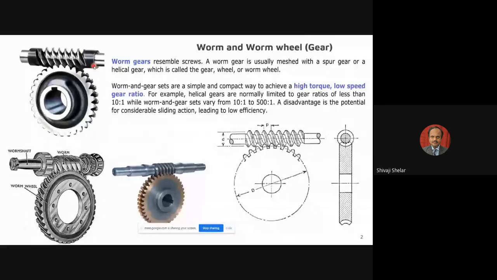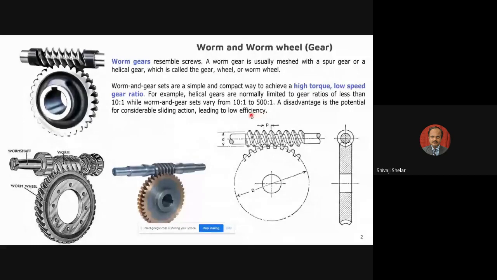Their efficiency depends upon how the screw teeth and the worm wheel teeth are cut. Based on the frictional value and the sliding velocity, the efficiency will depend. This efficiency may even drop to 60 to 80%. That is the disadvantage of this drive, the sliding action. It has low efficiency compared to other drives.